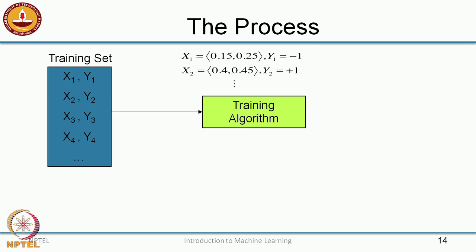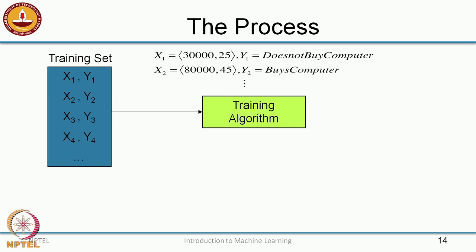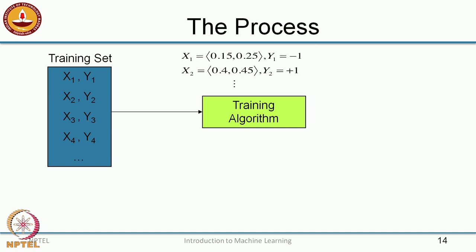You can see that I have tried to normalize these x values between 0 and 1. I have chosen an income level of, say, 2 lakhs as the maximum and age of 100, and you can see the normalized values. And likewise for buys and not buys, I have taken not buys as -1 and buys a computer as +1. These are arbitrary choices now, but later on you will see that there are specific reasons for wanting to choose this encoding in this way. And then the training algorithm chugs over this data and it will produce a classifier.